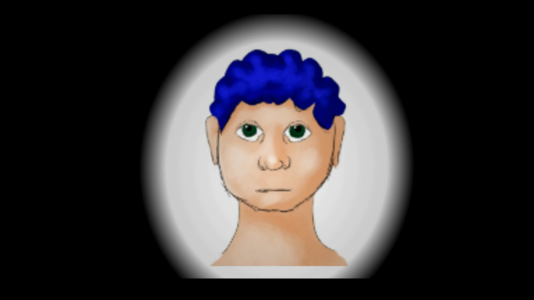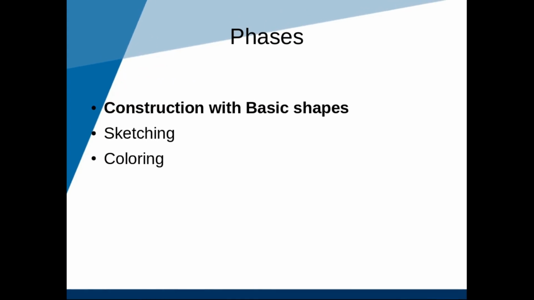There's no need to try and recreate an exact copy of what I've drawn here, but try to follow the steps that I show you and create something similar. Try to get the gist of it at least. So broadly speaking, we can split the process into three parts. Part one is construction, where we draw the basic shapes. Part two is sketching, and part three is coloring.